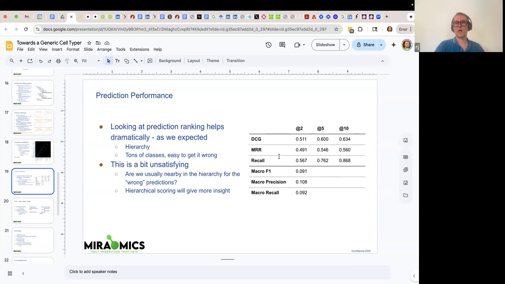Like, is my correct answer in the top 10, top 5, top 2? And these are just basically weighting how far from the top my correct answer is. So those do better, but I find it very unsatisfying because, in practice, I'm not going to be like, that doesn't help me, right? I'm doing science, I don't want to know it's one of these 5. I want to know what's my best guess, right?